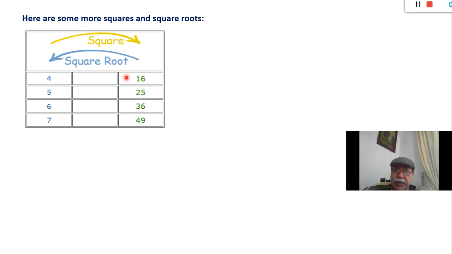4 squared is 16, and the square root of 16 is 4. 5 squared is 25, and the square root of 25 is 5. 6 squared is 36, and the square root of 36 is 6. 7 times 7 is 49, so 7 squared is 49 and the square root of 49 is 7. You see, it comes from two sides, two ways. All of these are the original numbers, and these are the squared numbers for them.